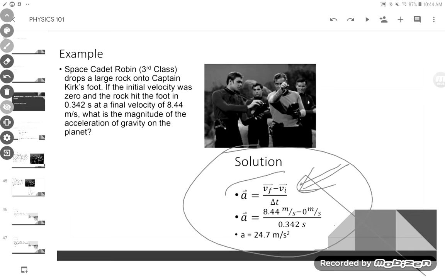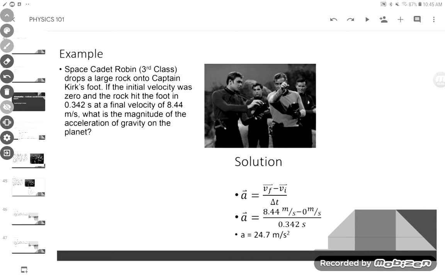So your formula for acceleration is here. The numbers you knew: it was traveling at 8.44 meters per second at the start, when it hit the ground, it was 0, obviously. Okay, so the change is 8.44 meters per second, and the time goes from 0 to 3.42. Okay, so you just do your division, and it's showing that it's going at 24.7 meters per second squared.